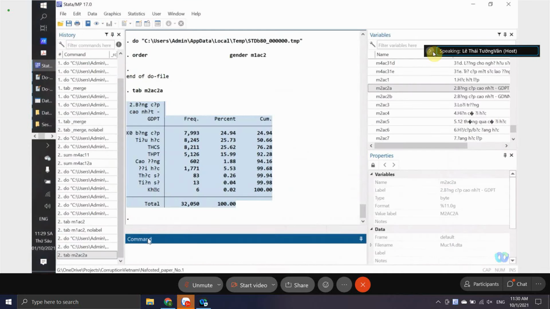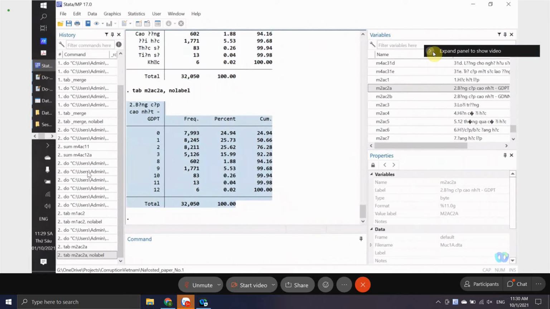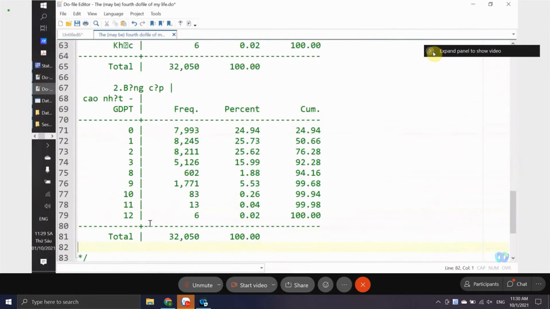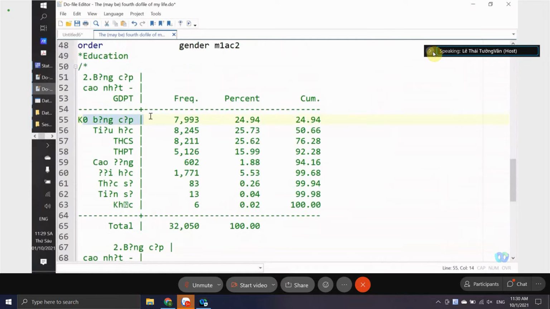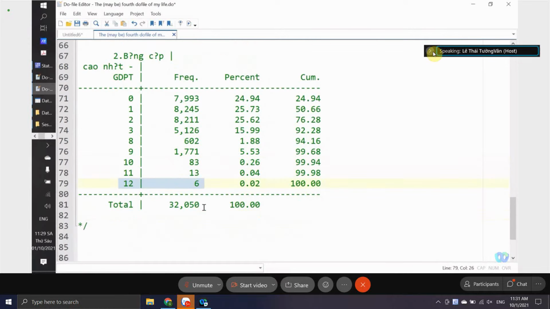Now go on. This is where I really want to tap. No label. You will see that here, when it is no degree, the variable is coded with number 0. Primary degree is number 1, secondary number 2, high school number 3, then number 8, number 9, number 10, number 11, number 12. Right? Okay.